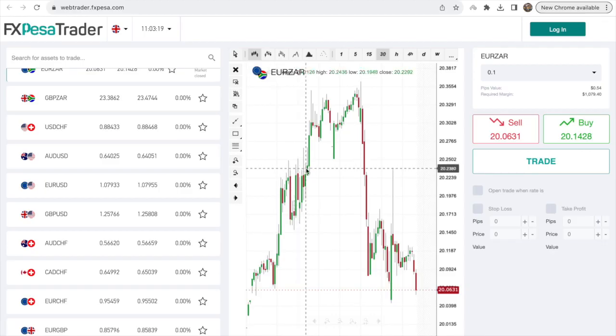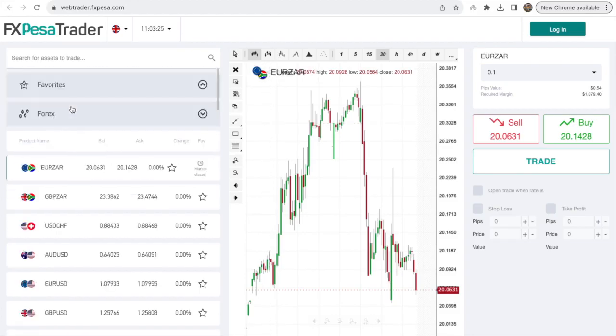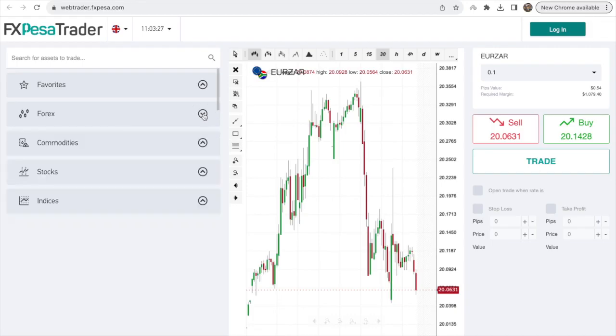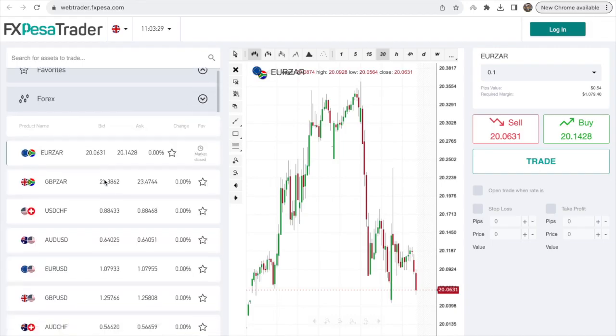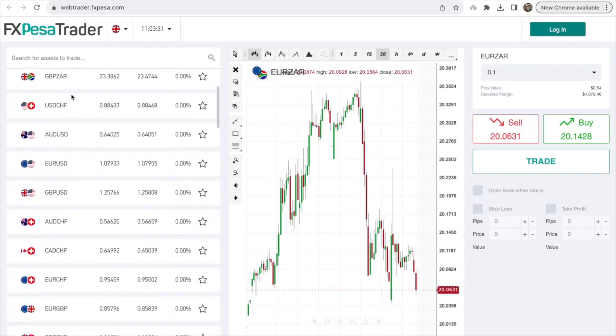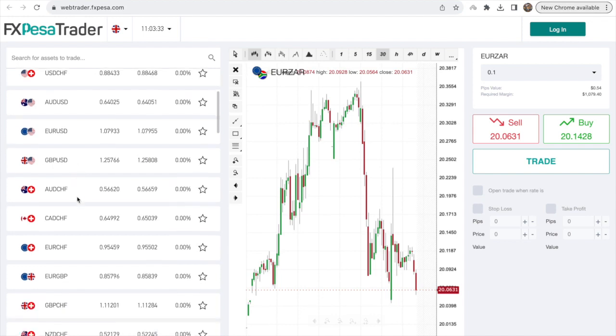Okay, guys, so I'm in the market right now, FXPesa. This is a web version. You can always search for your assets here. You can see forex if you want forex, and you can see loads and loads of them here. So it depends on which one you actually want to trade.